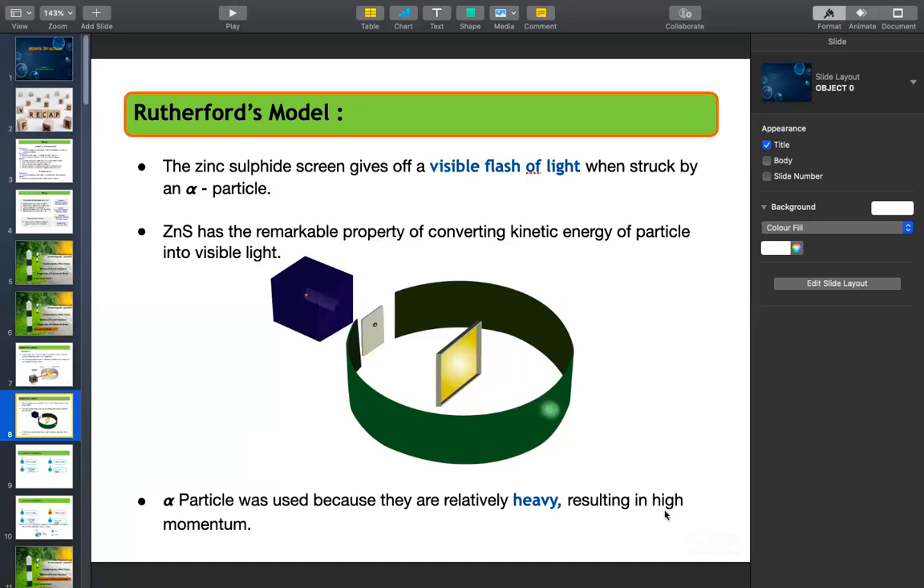Alpha particle was used because they are relatively heavy. Okay, why was alpha particle used? Their mass is a little heavy, so it was used, resulting in high momentum.